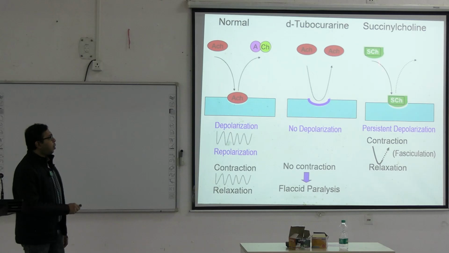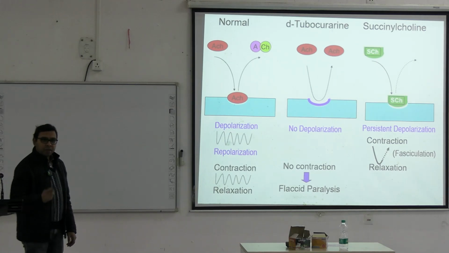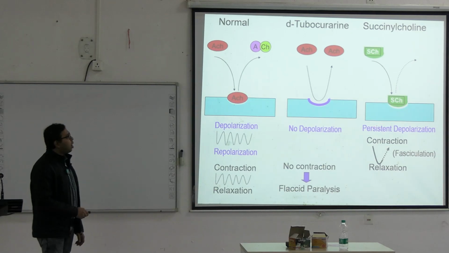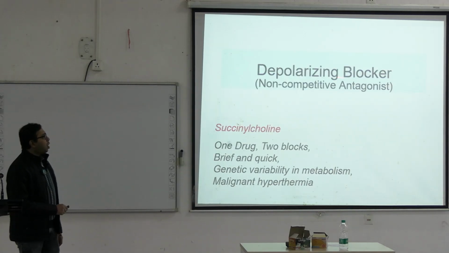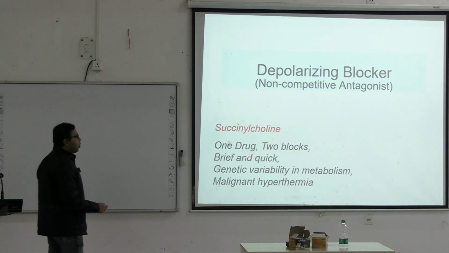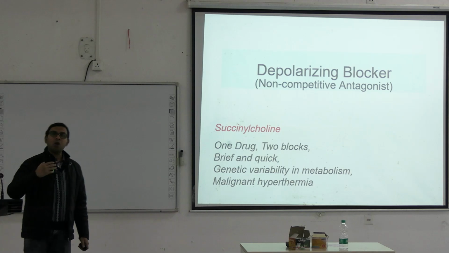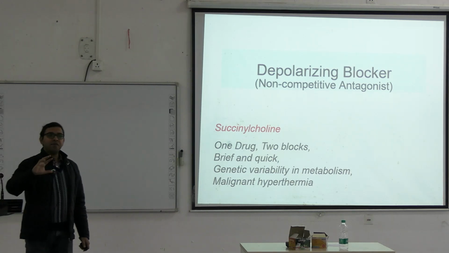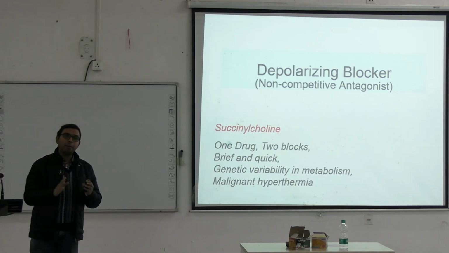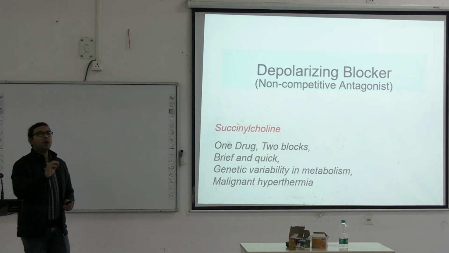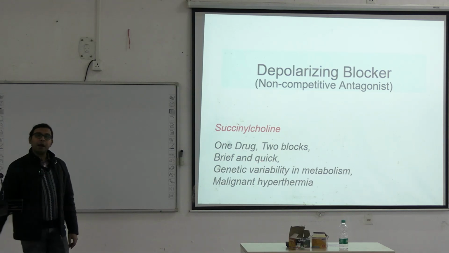Already we have discussed first that they cause sustained depolarization. Example is Succinylcholine, persistent depolarization. So the depolarizing blocker Succinylcholine mainly acts brief and quick, and if it is given in a very high dose for a longer period of time, it causes phase 1 and phase 2. Phase 1 is the normal pure depolarizing action, phase 2 is like that of the non-depolarizing, competitive action, that can also happen. There is also some genetic variability in metabolism.